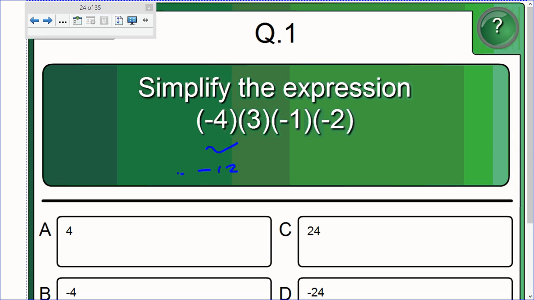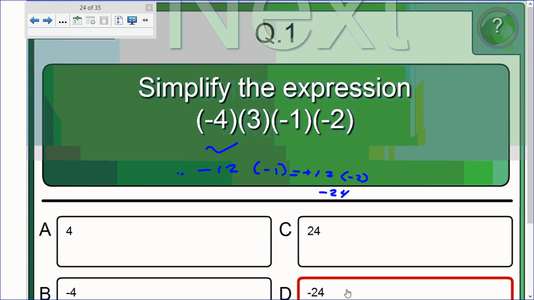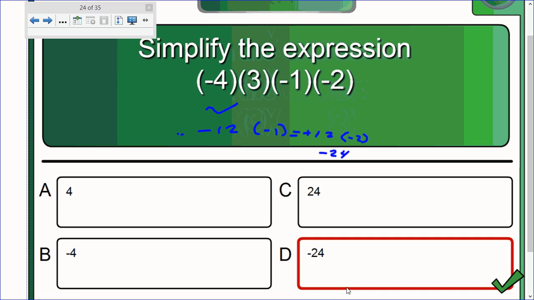And then I'm going to multiply that by negative 1. And that'll give me positive 12. And then I got to multiply that by negative 2. That'll give me negative 24. So my answer is going to be negative 24, and that looks like choice D. So let's click on D. Did we get it right? Yes, we did.